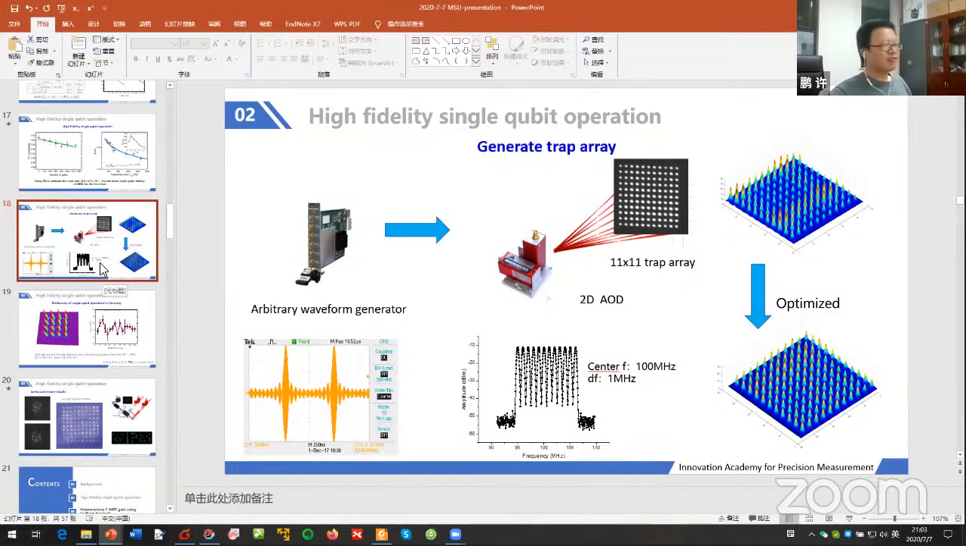Actually, if you have a very high fidelity 2-qubit gate, then the nearest neighbor interaction is enough, because in principle you can always transfer the interactions from one atom to another atom using a series of 2-qubit gates. That's enough. In principle, it's okay.